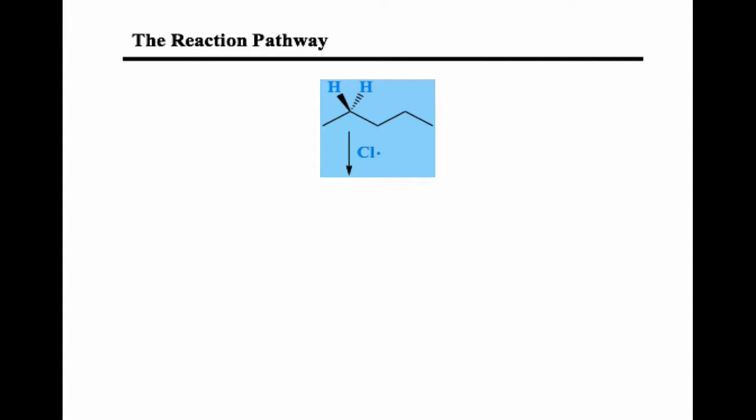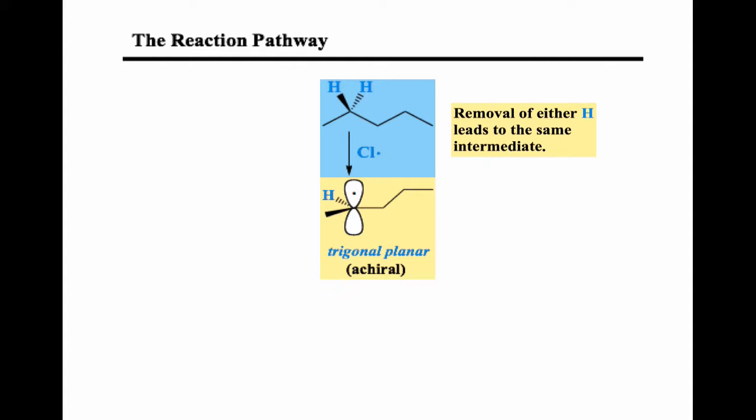So we've just initiated, we've got chlorine radicals, and now the chlorine radical can abstract a hydrogen atom from one of the secondary carbons, and in this case, carbon number 2, right? It can either remove the one coming out of the plane or the one going behind the plane, it doesn't matter. We end up with a trigonal planar radical. Okay, so we have, what's the hybridization of this? It's sp2, right? And it is planar.